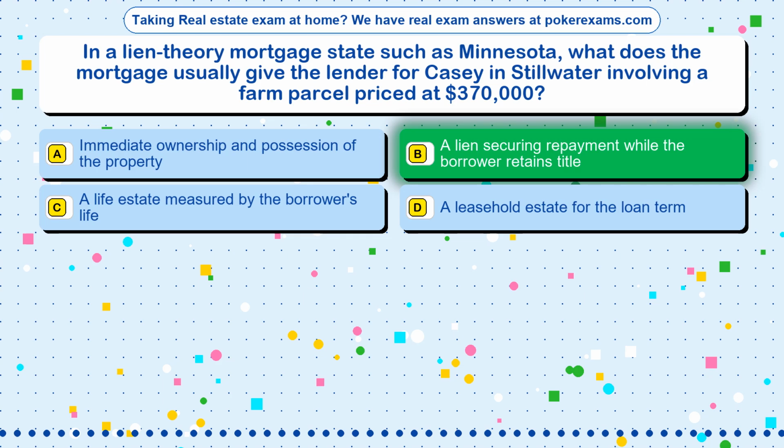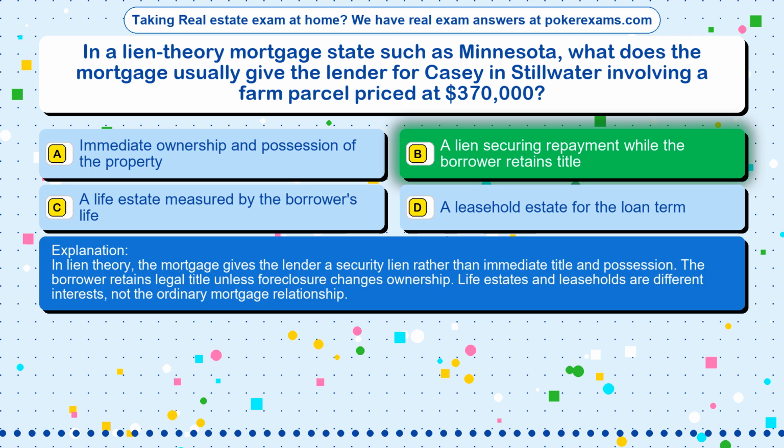The correct answer is option B. A lien securing repayment while the borrower retains title. In lien theory, the mortgage gives the lender a security lien rather than immediate title and possession. The borrower retains legal title unless foreclosure changes ownership. Life estates and leaseholds are different interests, not the ordinary mortgage relationship.